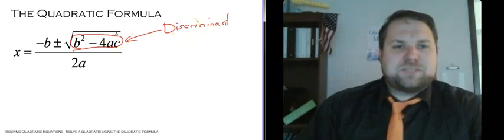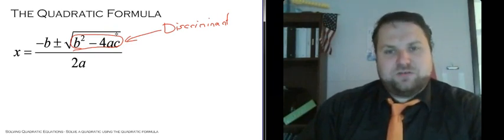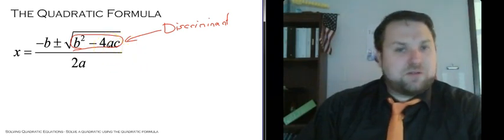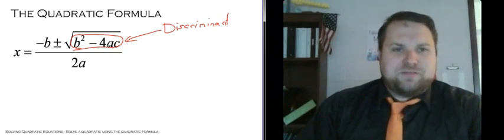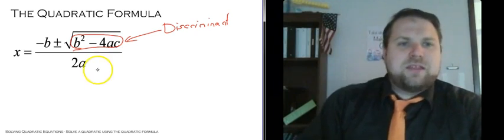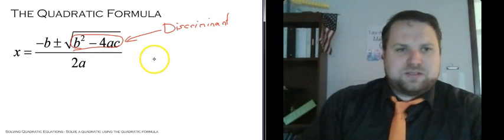When the discriminant is positive, we're taking the square root of a positive number, which is going to give us 2 real answers. When the discriminant is 0, we're taking the square root of 0, which is just 0, which will give us 1 answer. And when we try and take the square root of a negative, we're going to end up with no real solutions.